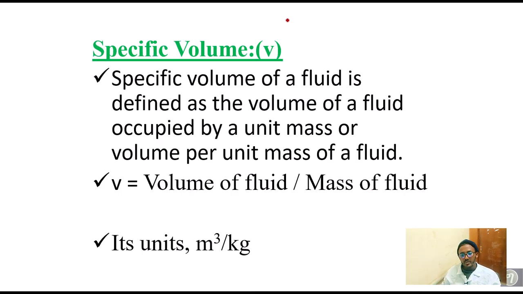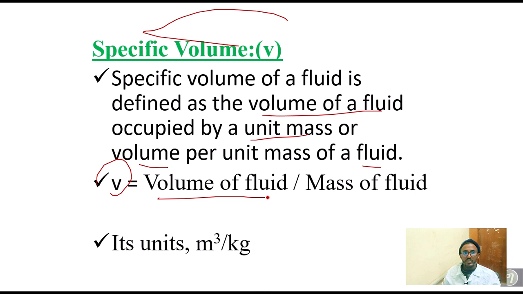The other thing is specific volume. Specific volume of a fluid is defined as the volume of a fluid occupied by a unit mass, or volume per unit mass of a fluid. So you can take v equal to volume of the fluid over mass of the fluid, and its units are meter cube per kilogram.